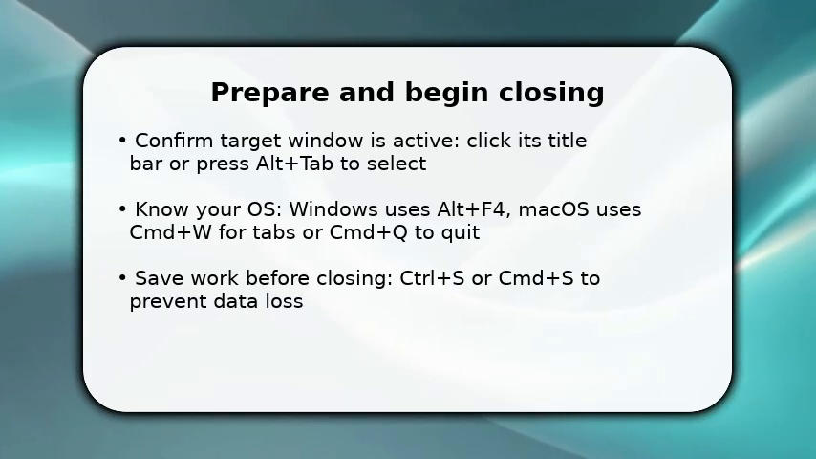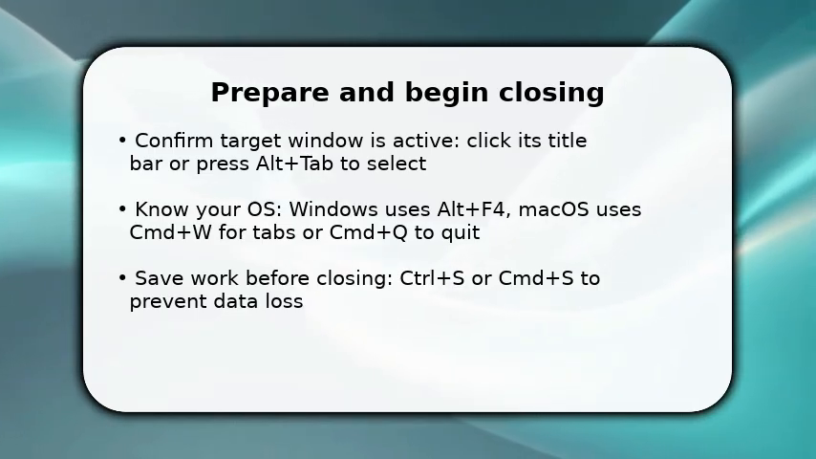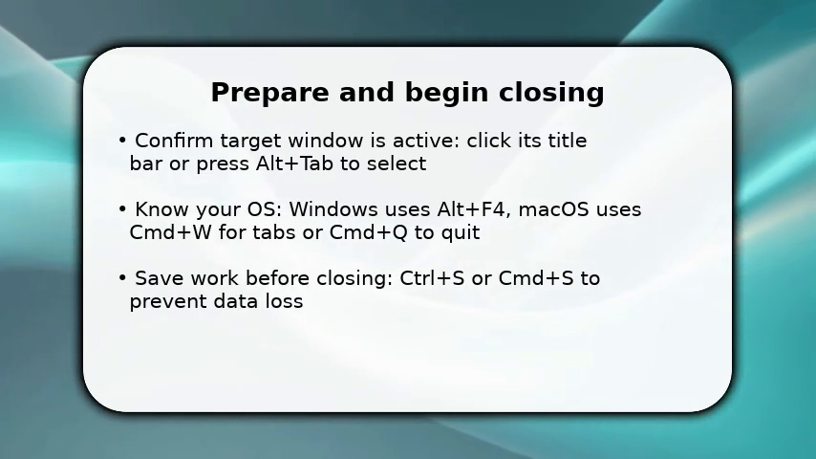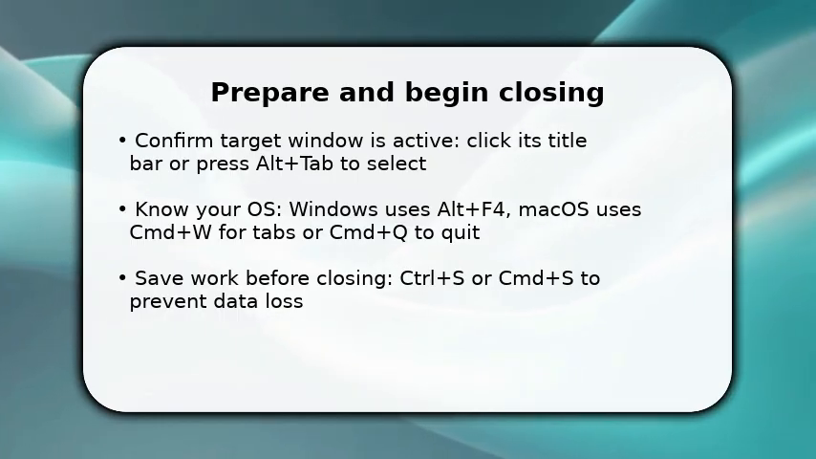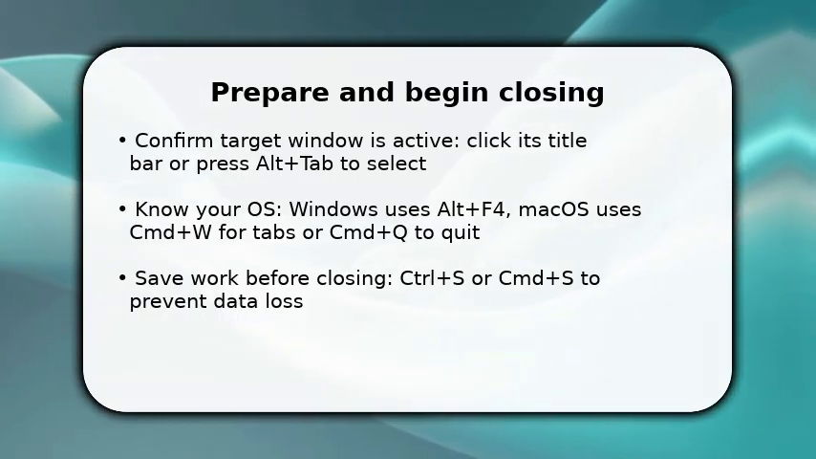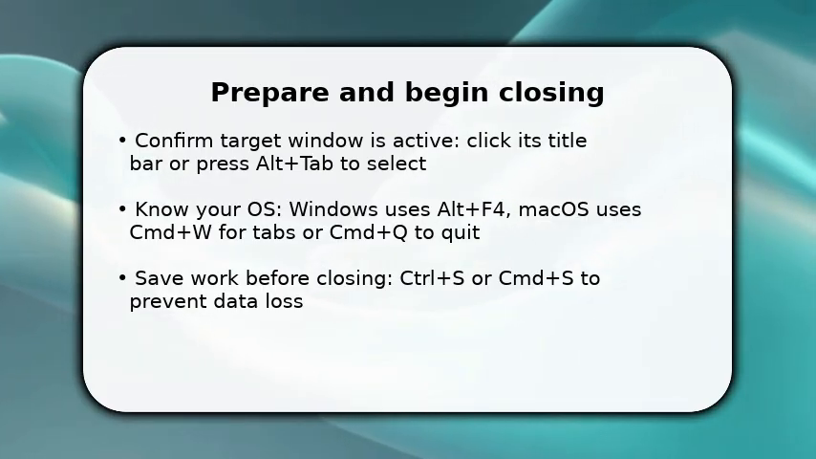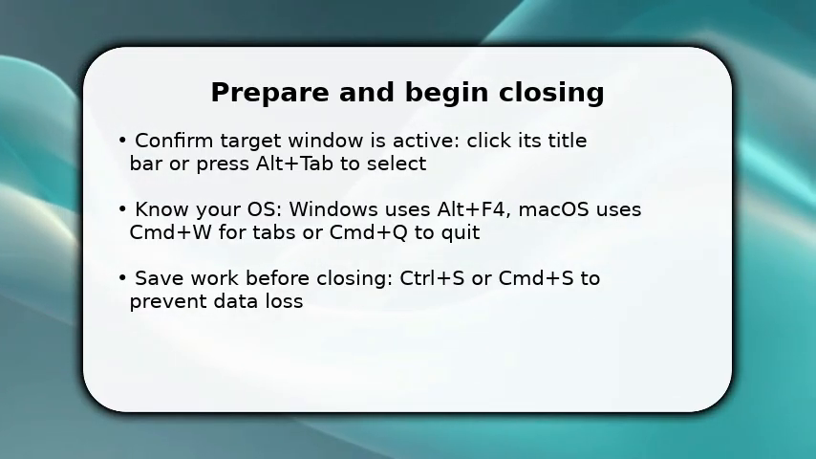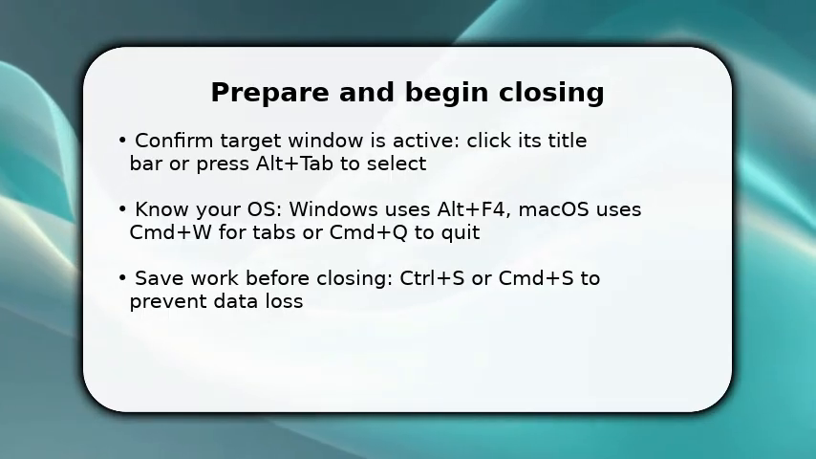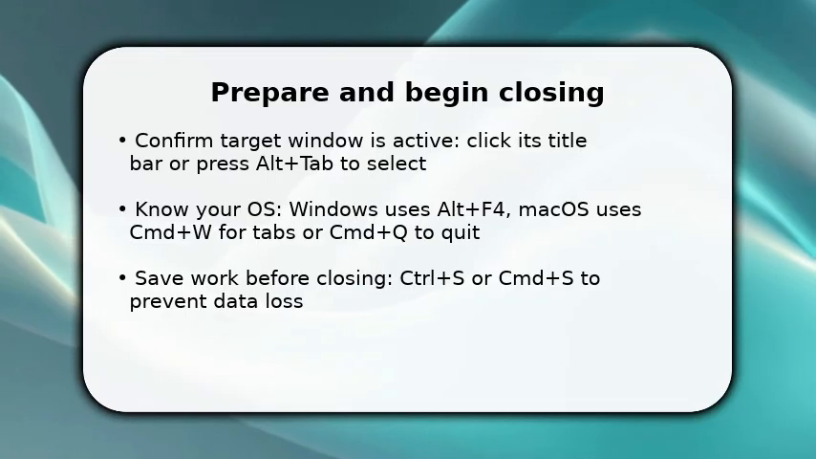Enjoy the video. You start by making the window active. Click it or cycle with Alt plus Tab so your keystroke goes where you intend. Next, identify your operating system because shortcuts differ. On Windows, you'll use Alt plus F4 to close the window, while on Mac OS, you typically use Command plus W for a tab or Command plus Q to quit the app.